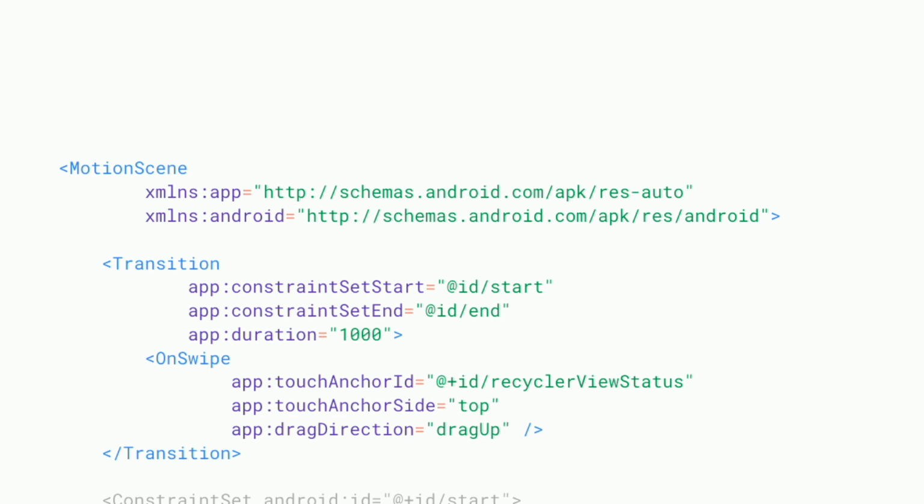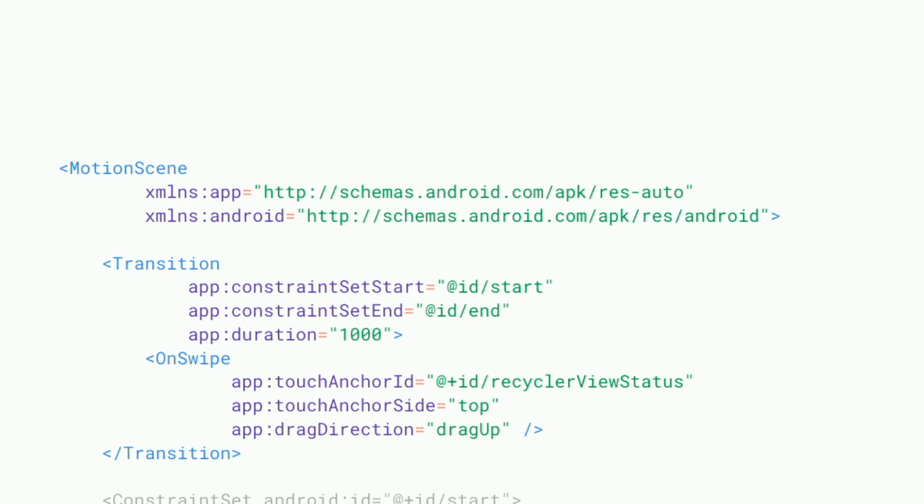So when I swipe on the recycler view status, which is the touch anchor ID, I want to do this transition that I've defined from start to end state. And we can specify the drag direction, so we want to drag up the state change, and the anchor side that we want to do. So that's for a little bit more complex interactions with it.